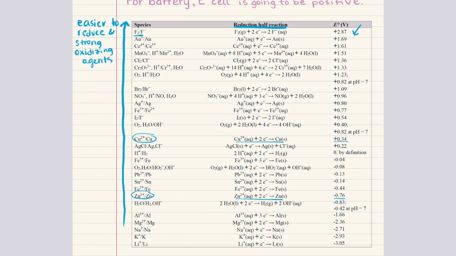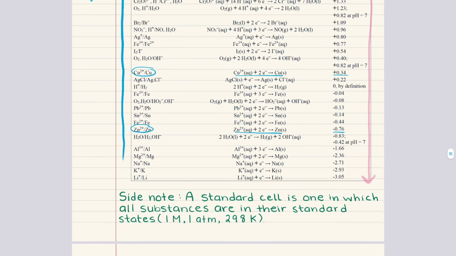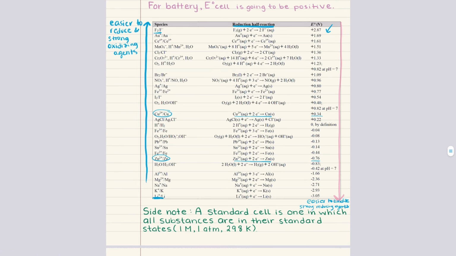At the opposite end of the table are very negative values. These species do not want to gain electrons. They actually prefer to lose them. They are therefore strong reducing agents. And lithium metal is a classic example. It has a very negative reduction potential. And that tells us that lithium doesn't want to be reduced at all. It wants to give up its electrons, which is why it behaves as a powerful reducing agent.